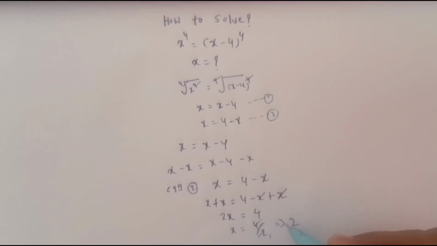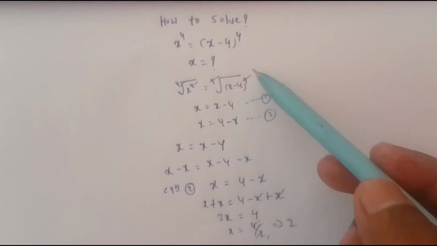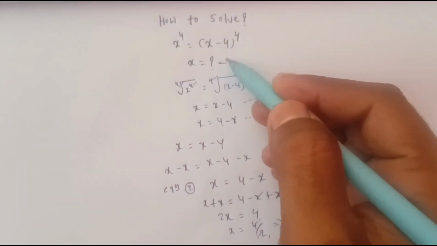Thus, the solution of this equation x to the power of 4 is equal to (x minus 4) to the power of 4 is, therefore, x is equal to 2.